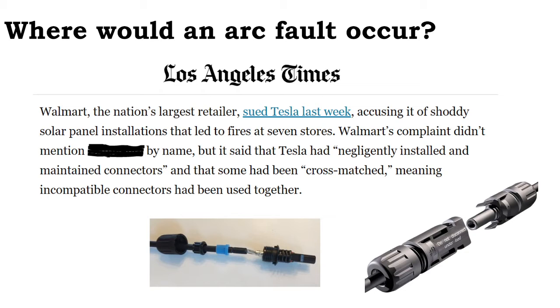But anyway, let's say arc faults and ground faults in the solar industry. Walmart sued Tesla. SolarCity put a bunch of solar leases on Walmart stores. They didn't mention the manufacturer of the connector, but they said Tesla had negligently installed and maintained these connectors, and some of the connectors are not compatible with each other.